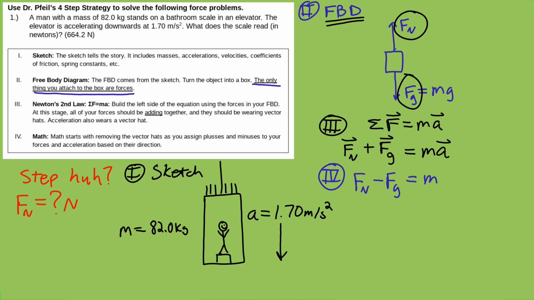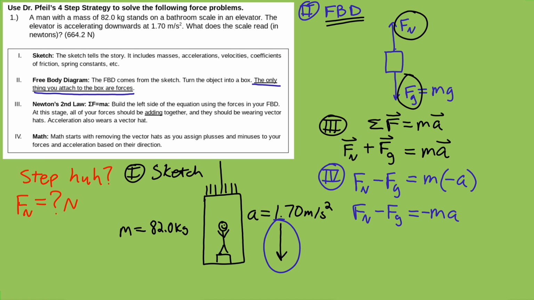Acceleration is a vector. So when I take the hat off, I've got to figure out what sign it gets. So remember back to our step 1, it's going down. So that means when I take the hat off of this, it's going to get a minus sign. So m times minus a. So I'm going to rewrite that really quickly as minus ma, just makes it easier to write. So F sub n minus F sub g is equal to minus ma.